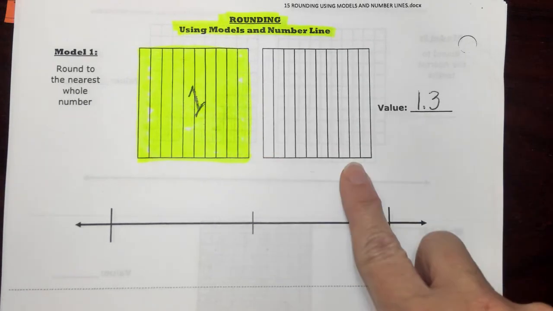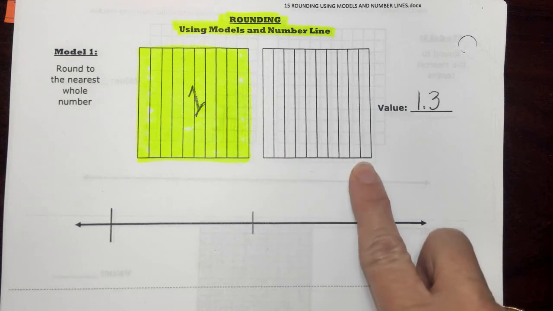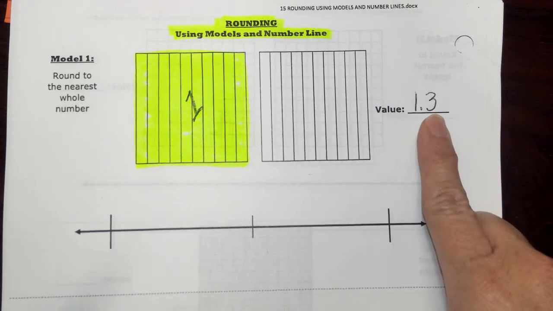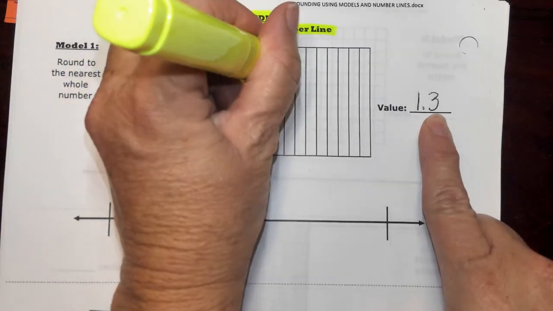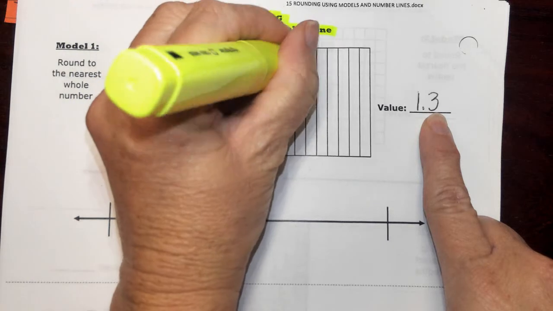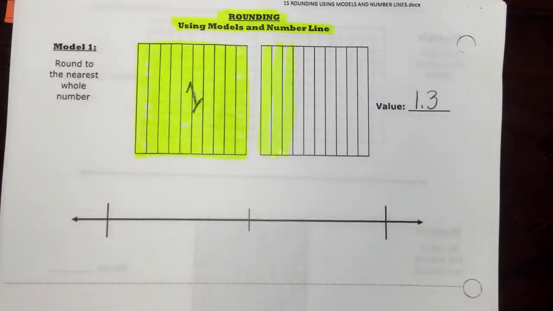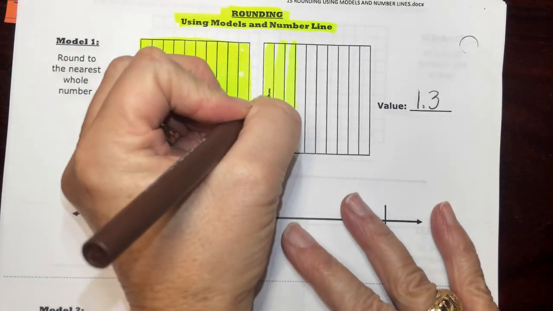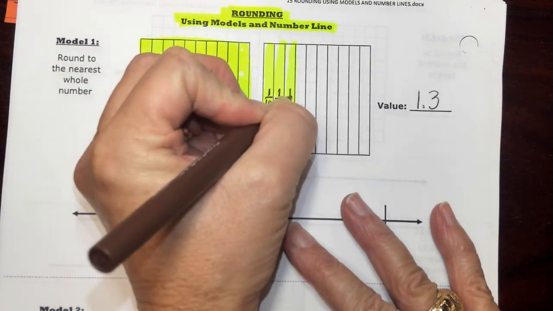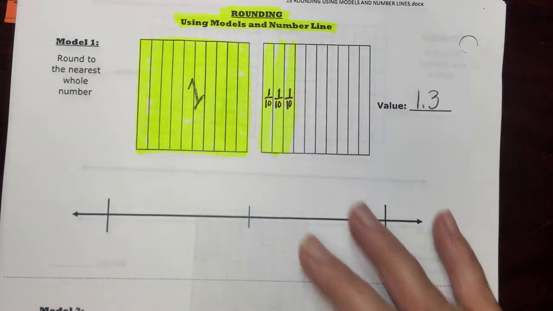So when I look at my model, I notice that this model is cut evenly into 10 equal pieces. And I need 3 of those. So I'm going to shade that. 1/10, 2/10, 3/10. And I can go back and label those tenths, 1/10, 2/10, 3/10.